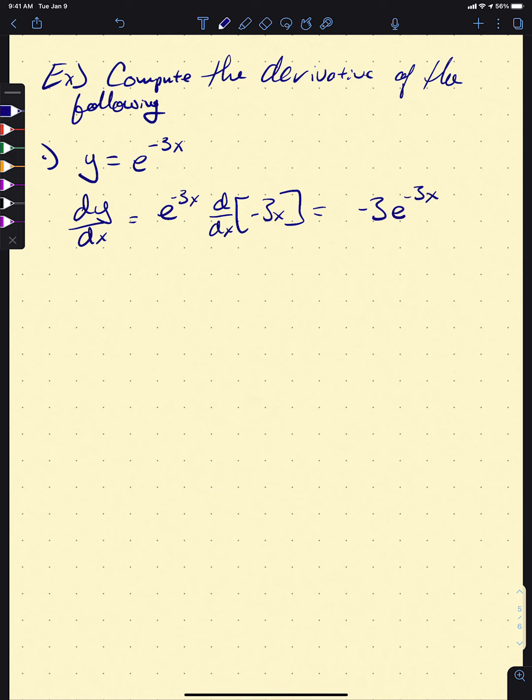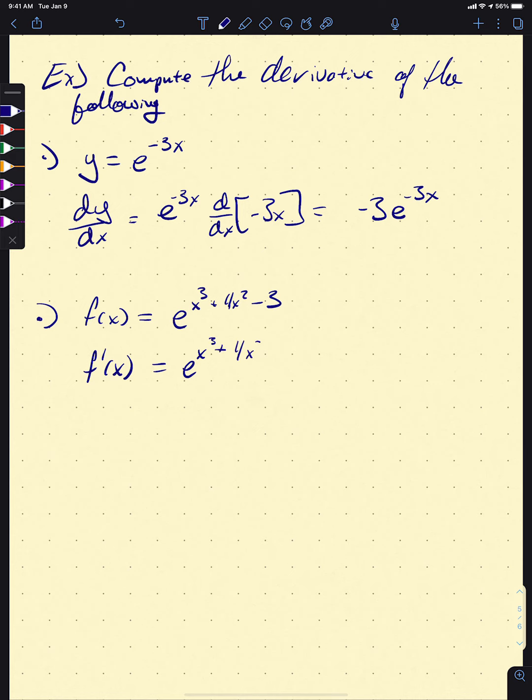We can grab something with a little bit more meat to it. Say f of x equals e to the x cubed plus 4x squared minus 3. This is going to follow the same pattern. F prime of x is e to the stuff, because the derivative of e to the x is just itself. And then we need to multiply by the derivative of that stuff, x cubed plus 4x squared minus 3.